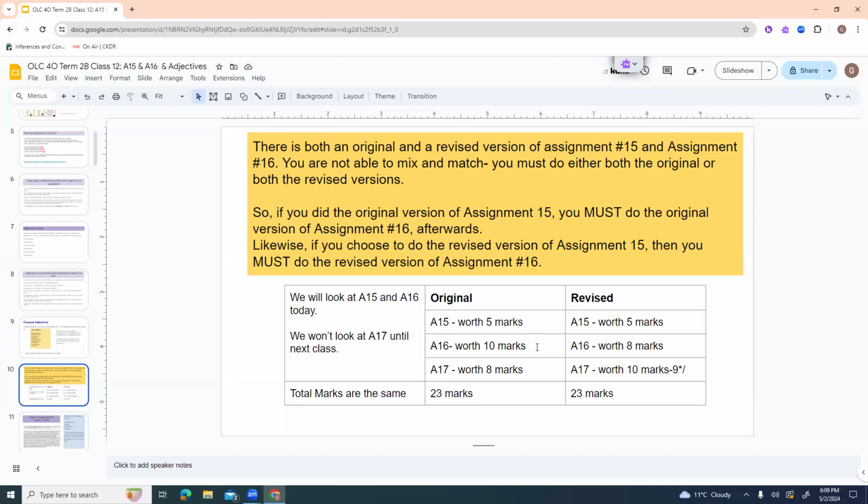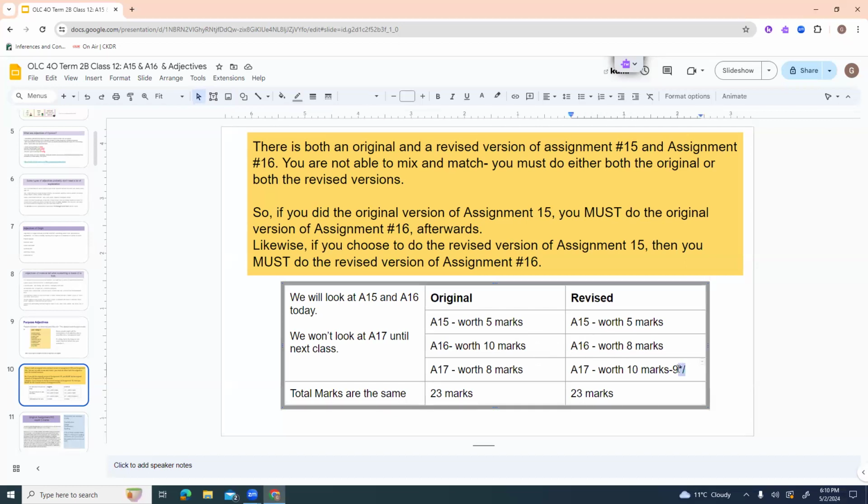For the original, the A16 is worth 10 marks, and the revised is worth 8 marks, but then at A17 for the original is worth 8 marks, and A17 for the revised is worth 10 marks. And so ultimately, they're all worth about 23 marks, okay? For the revised, these three are all connected assignments, so you have to do them together. So take a look at what you've got. You're welcome to choose the originals.